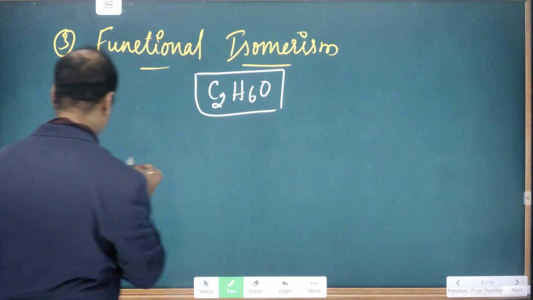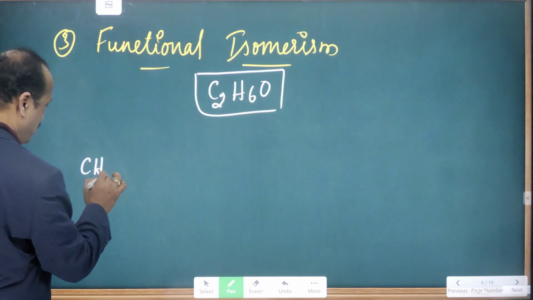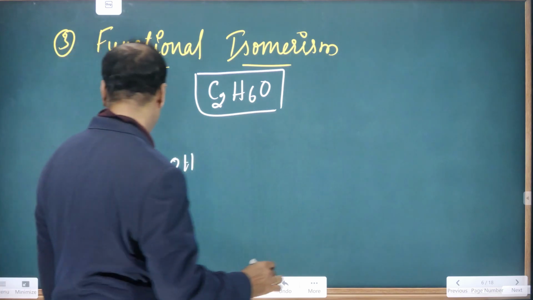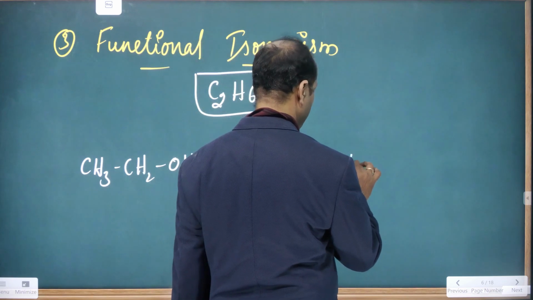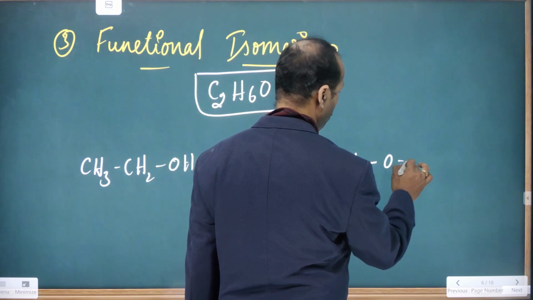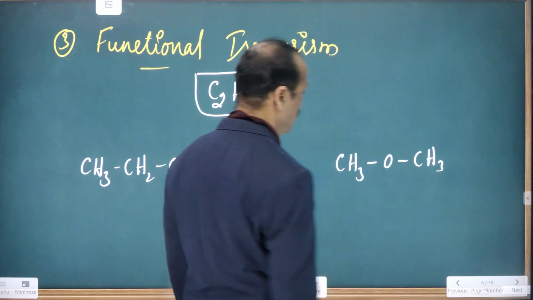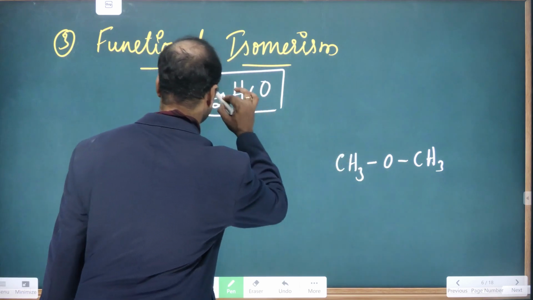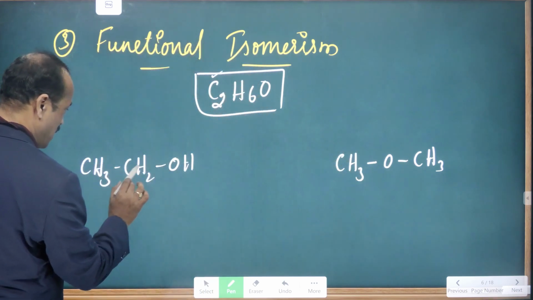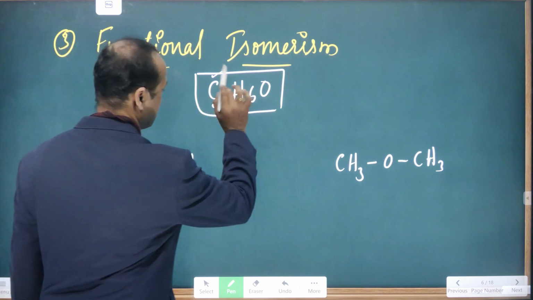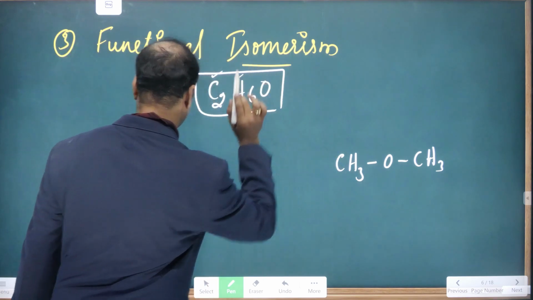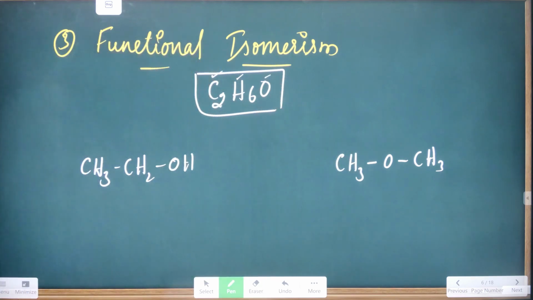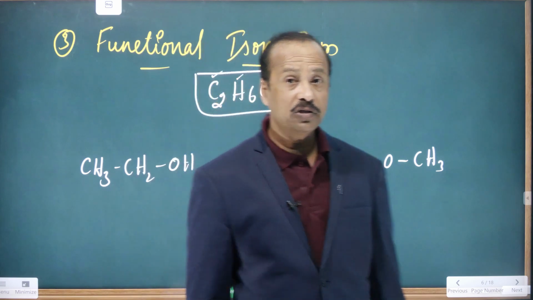Now observe carefully here. I can write like this: CH3, CH2, OH. Now here I am writing CH3, O, CH3. Right? Now see here, how many carbons? 2 carbons. Okay, satisfied. 3 plus 2, 5 plus 1, 6. 3 plus 3, 6. And here one oxygen, here one oxygen. Okay, right. Now you say whether both belong to the same functional group.